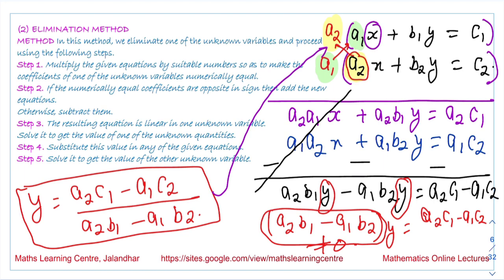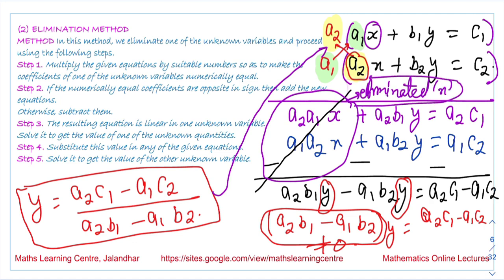Why are we saying elimination? We have eliminated one variable. In this case we have eliminated x from both the equations, and we have calculated the value of y.